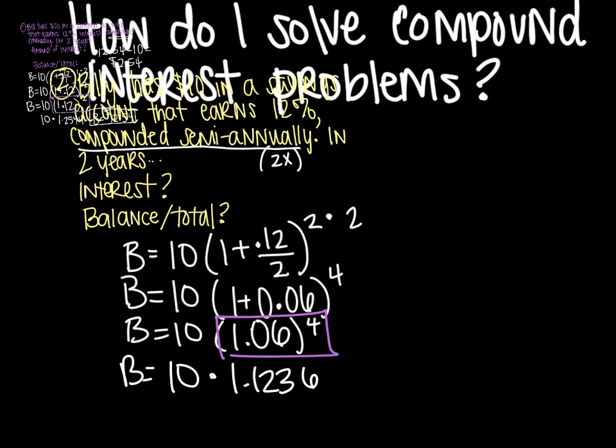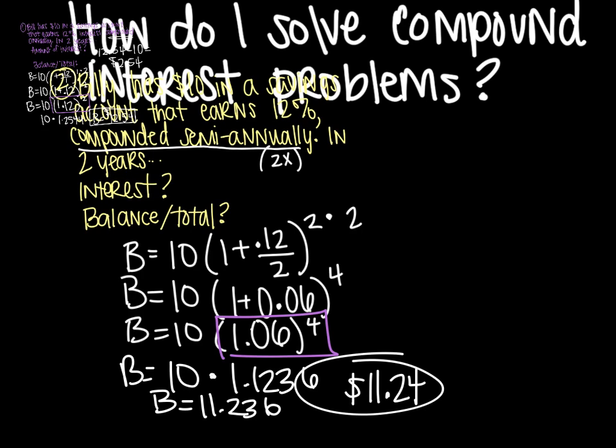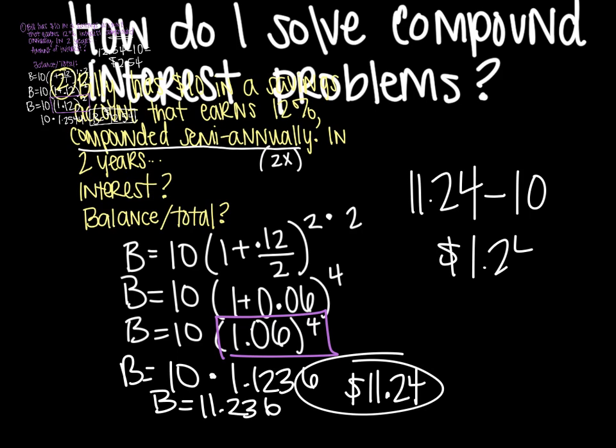When you do that, you get your balance to be 11.236, but we're talking about money, so your balance is going to be $11.24, and then you have to find your interest. So you have to take that $11.24 and subtract your principal, which was $10, which means $1.24 was your interest.